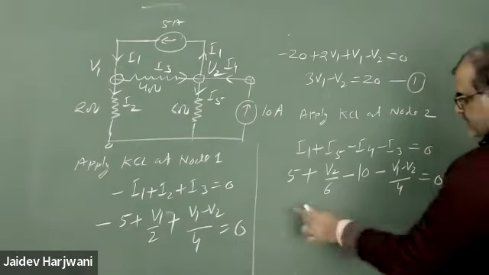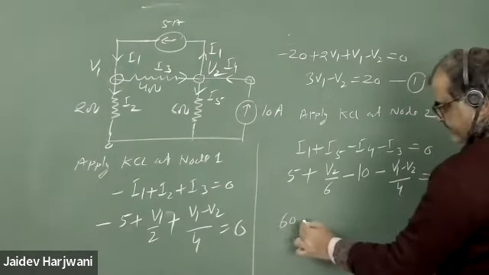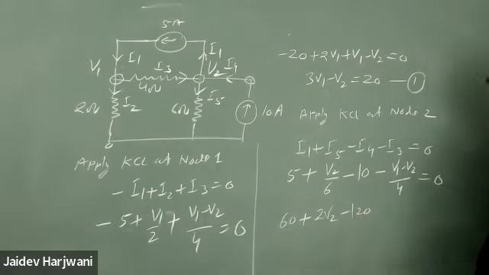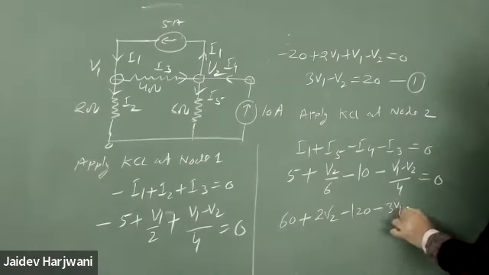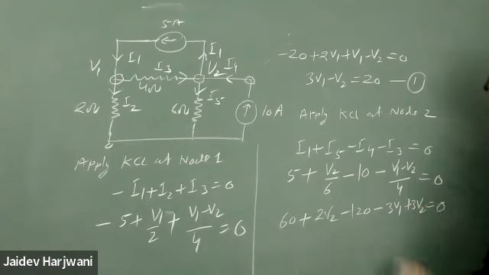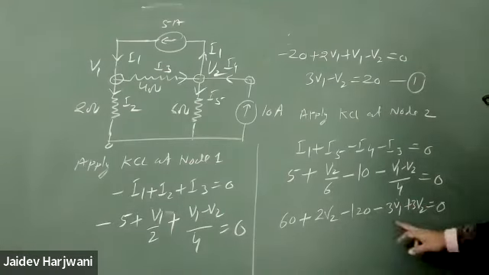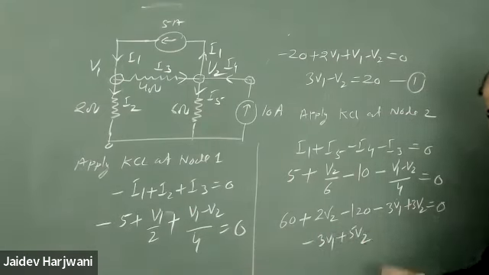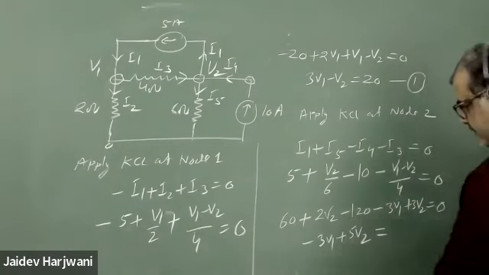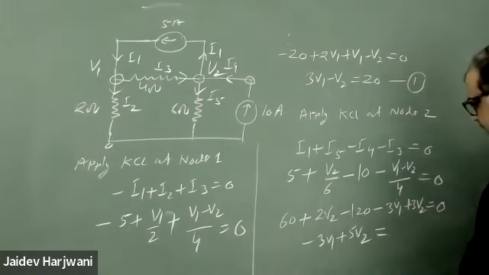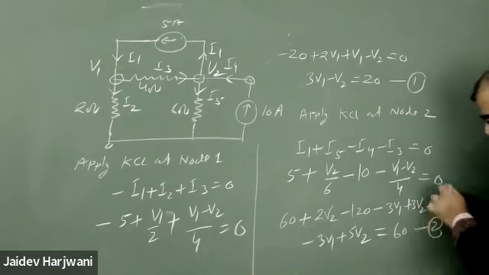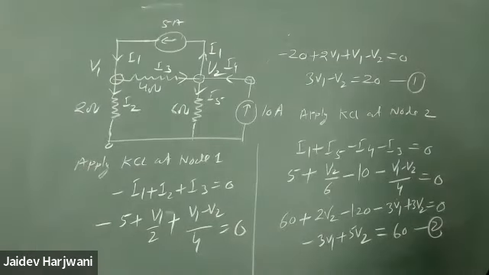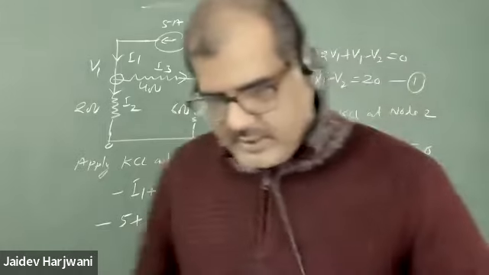Okay, if I take 12 as LCM, so this becomes 60, it becomes 2v2, it becomes minus 120, and this becomes 3v1 plus 3v2 equals to 0. So I have minus 3v1 plus 5v2 equals to minus 120 plus 60 minus 60. Okay, this will come here, this will come plus 60. So this should be the equation: minus 3v1 plus 5v2 equals 60. Okay, now just solve this equation and tell me what the answer is.